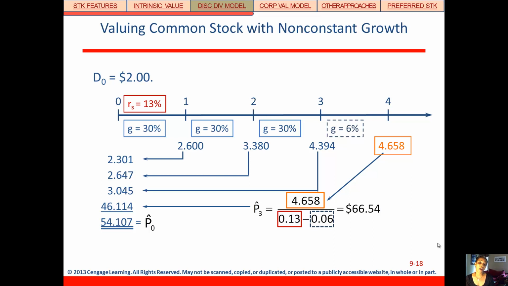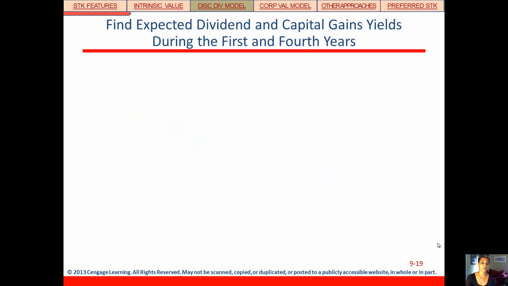Then we can figure out what's called a horizon value. So in this case, it's going to be P3. So P3 is the year before the growth rate levels out. So P3 is going to be D4 over R minus g. So now we have cash flows for year 1, 2, and 3. Our cash flow in year 1 is D1, year 2 is D2, and year 3 is D3 plus P3. Now we would put all of those into the cash flow worksheet and solve for net present value.